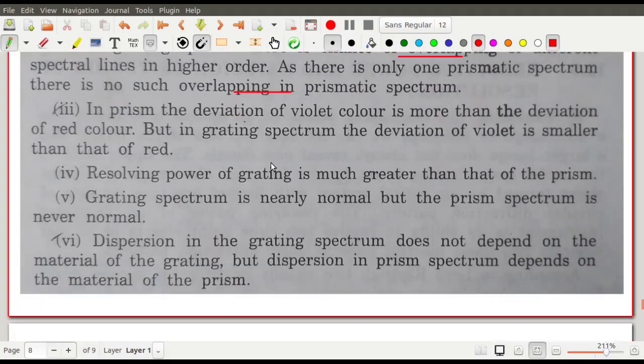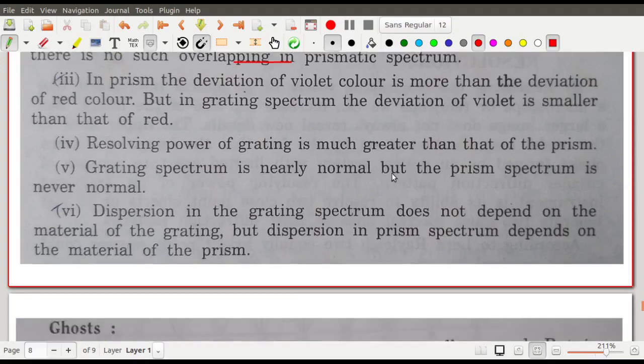Resolving power you will not understand today's class, that you will need some other classes, but this is the difference definitely. Grating spectra is nearly normal, so this is not needed.